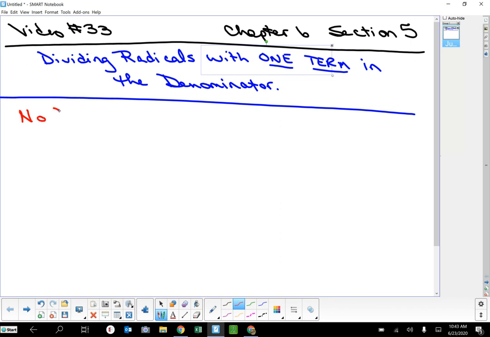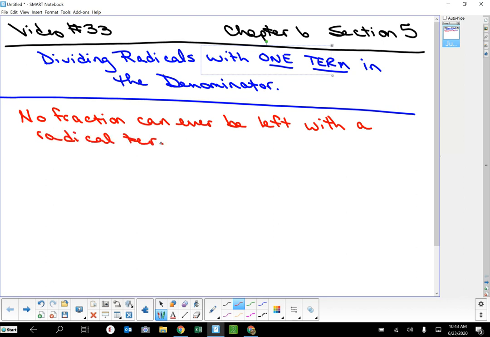All right, so here's the big thing you need to know. No fraction can ever be left with a radical term in the denominator. Ever. If you leave one down there, you haven't done your job.